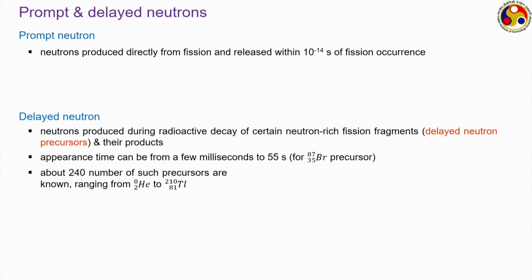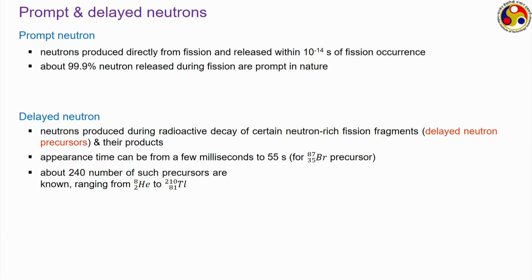And presently, both from nature and also through laboratory controlled experiments, we have identified about 240 such precursors. It has a very wide range. It can have very low mass numbers such as helium 8 to a high mass number like thallium 210, and several of them are actually outside the fission range, that is, their atomic number is quite small to cause any kind of fission, but still, very light isotopes like helium 8 can also act as delayed neutron precursors.